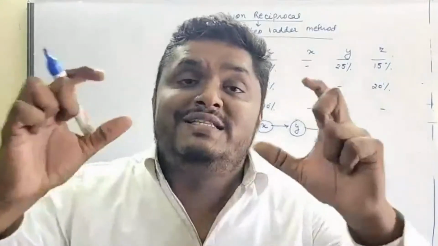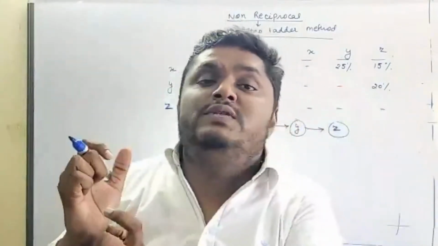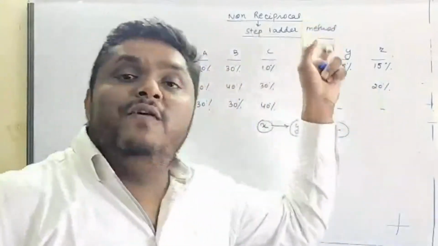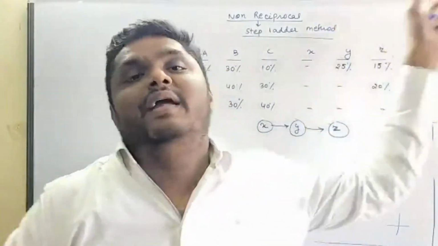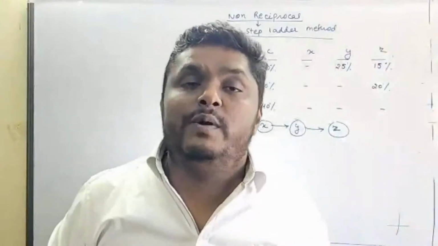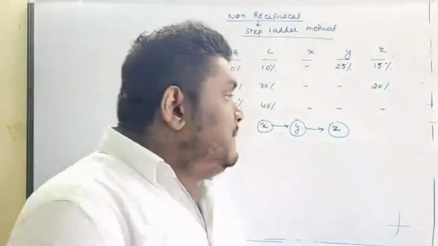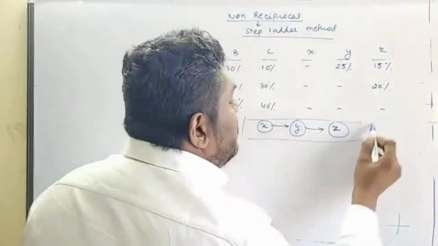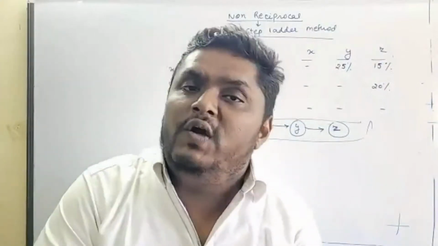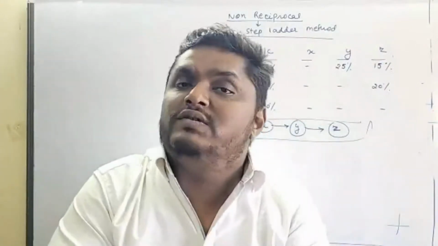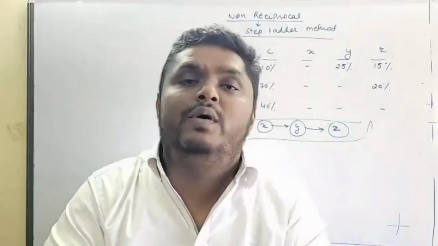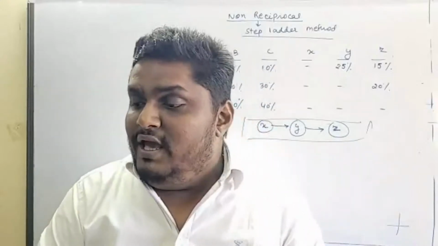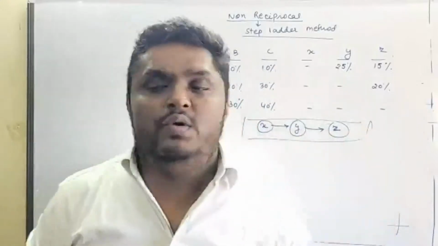So herein, सबसे ज़्यादा services दूसरे service department को कौन provide कर रहा है? First is X, second is Y, and the third is Z, wherein Z is providing services only to the production department. So this should be the order of distribution. First, the overheads of X will be distributed. Second, the overheads of Y will be distributed. Third, the overheads of Z will be distributed. If you guys have any doubts in this order, you can ask me.